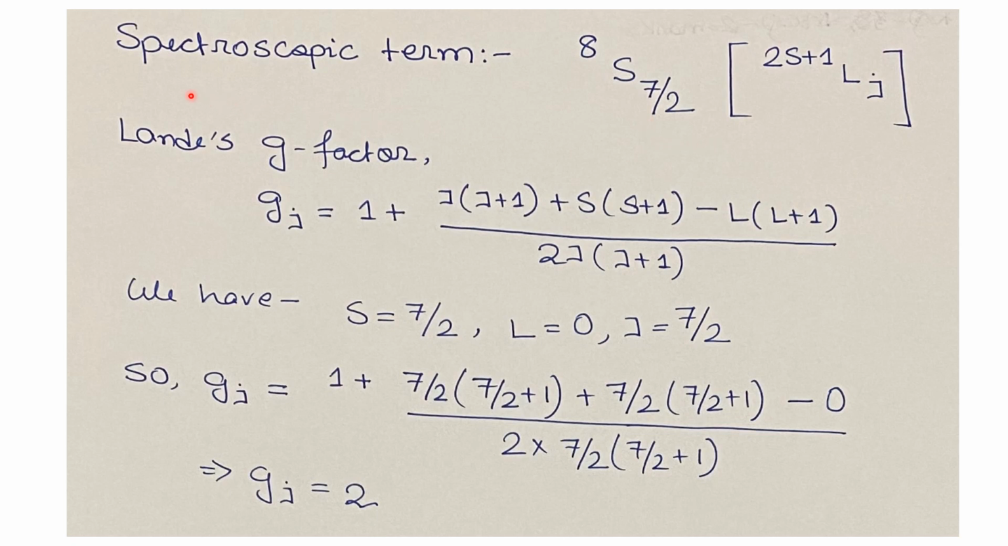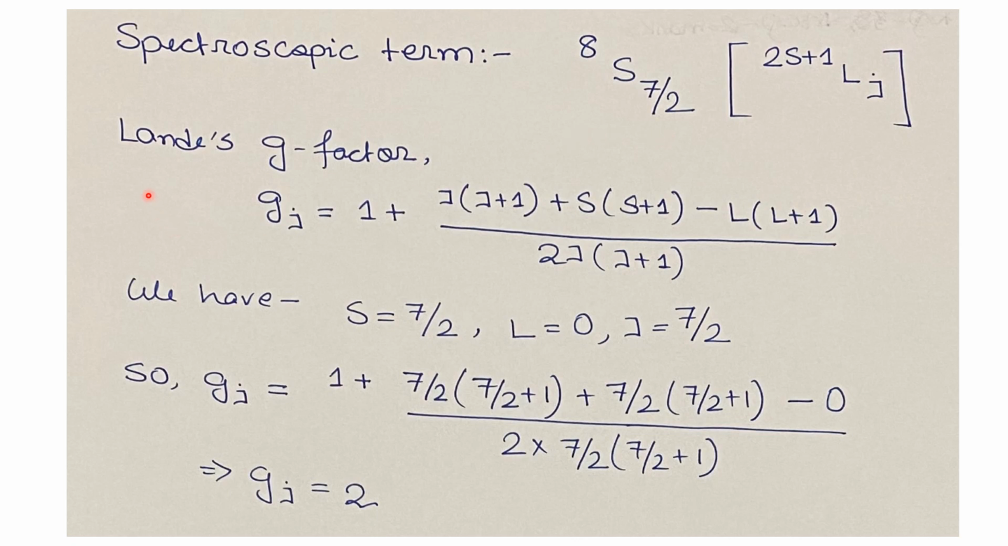This spectroscopic term is generally represented in the form of 2S+1 L_J. In our case, the S value is 7/2, so this 2S+1 will give 8. Now the L value, that is the total orbital angular quantum number, L equals 0. For this we have X, and the total angular momentum quantum number is 7/2, that is J equals 7/2. So we'll have here 7/2.